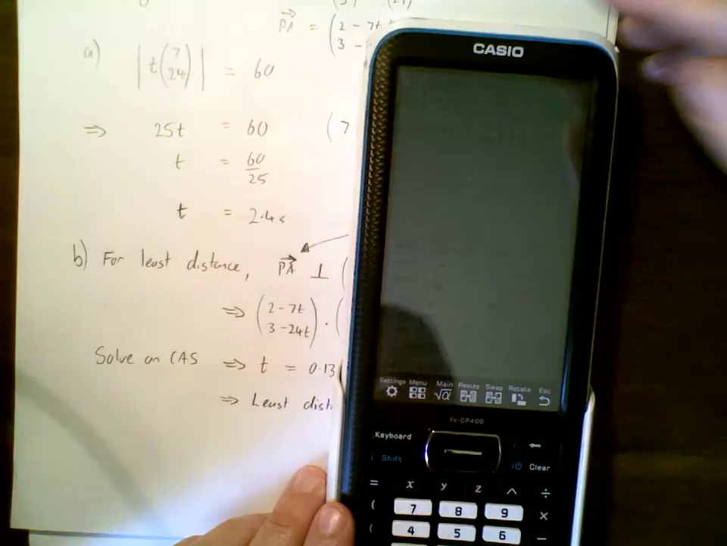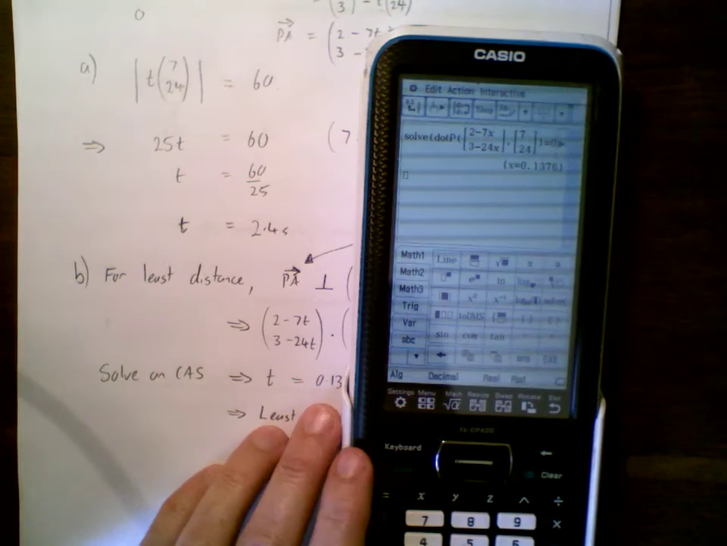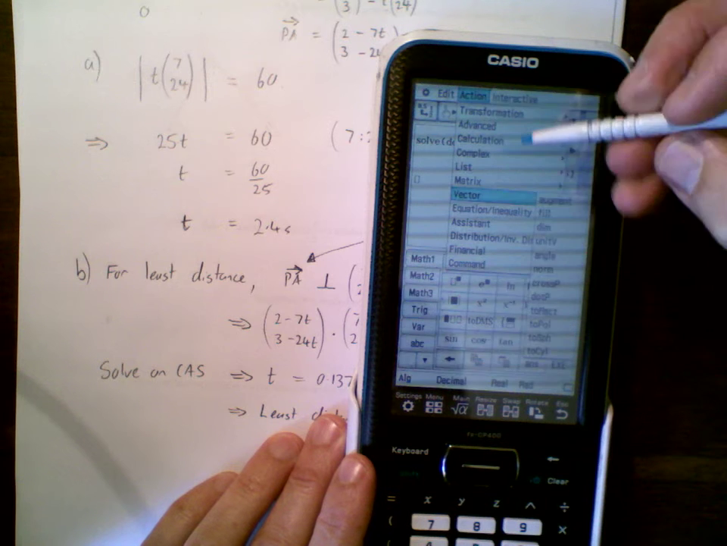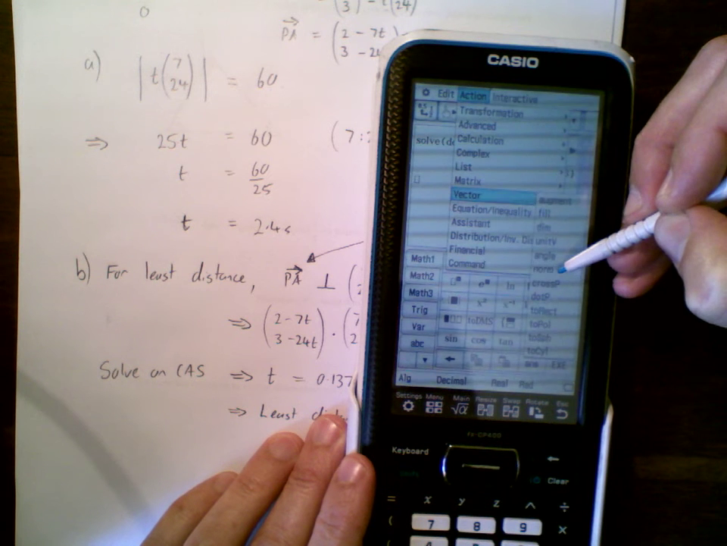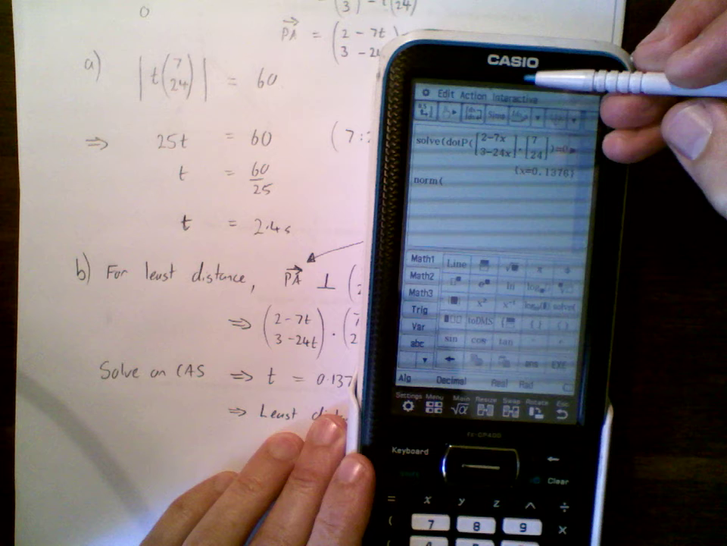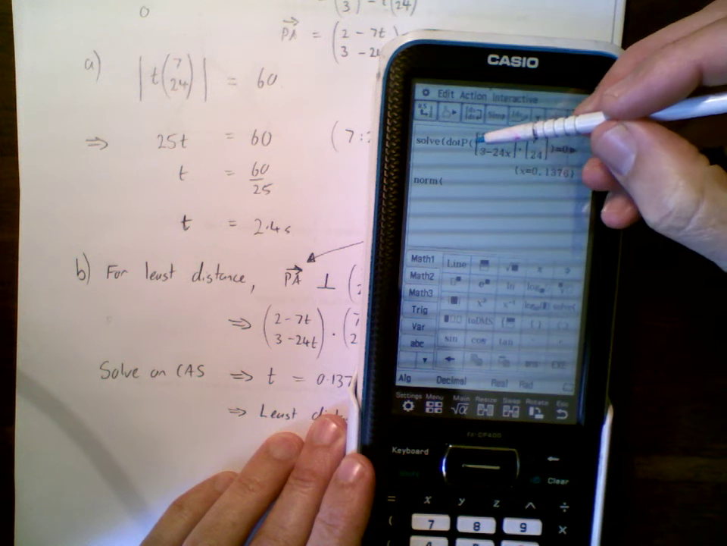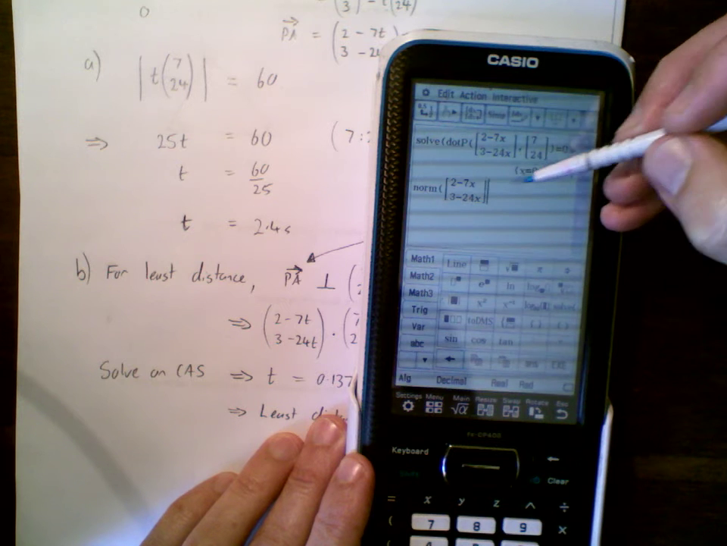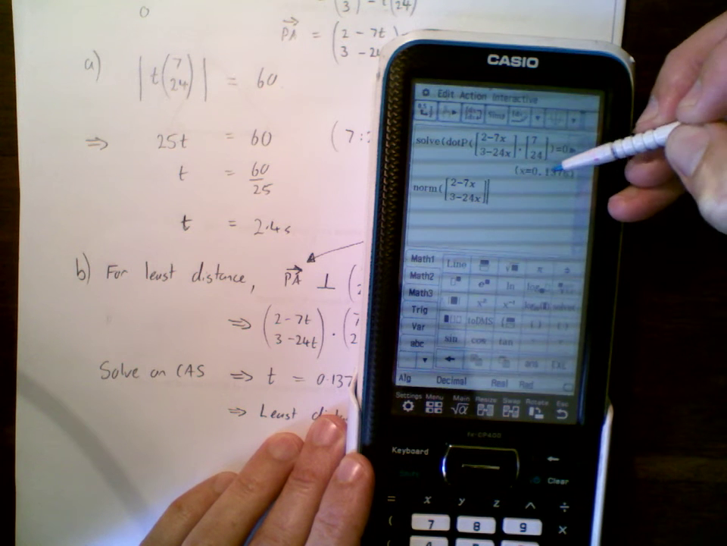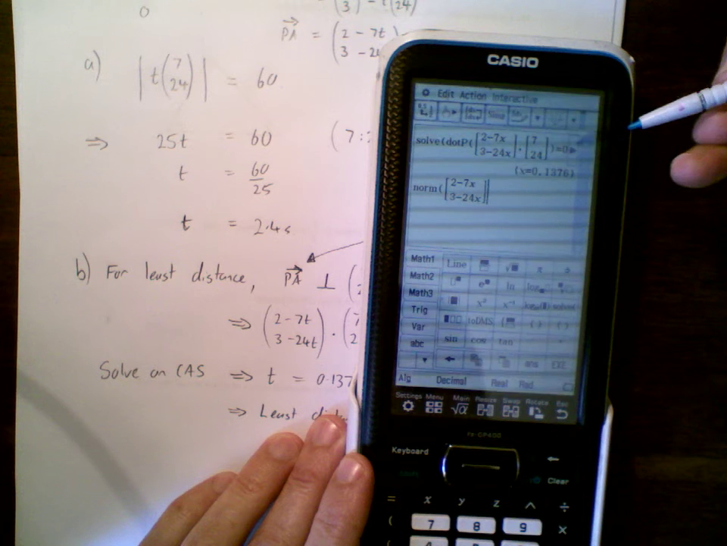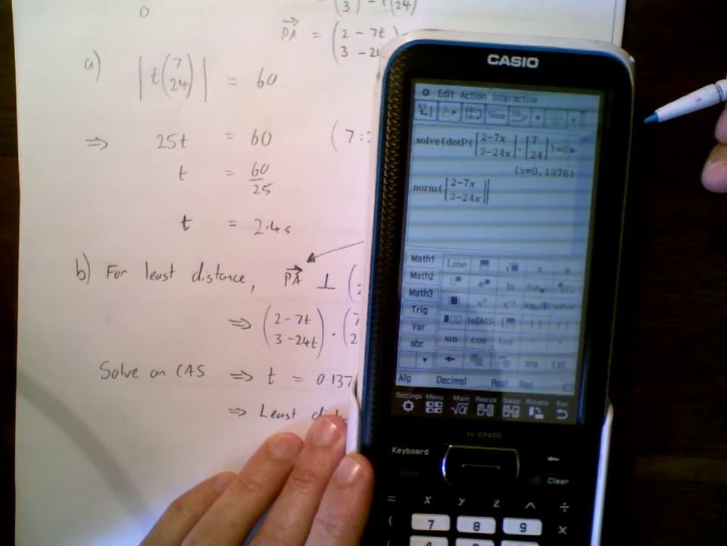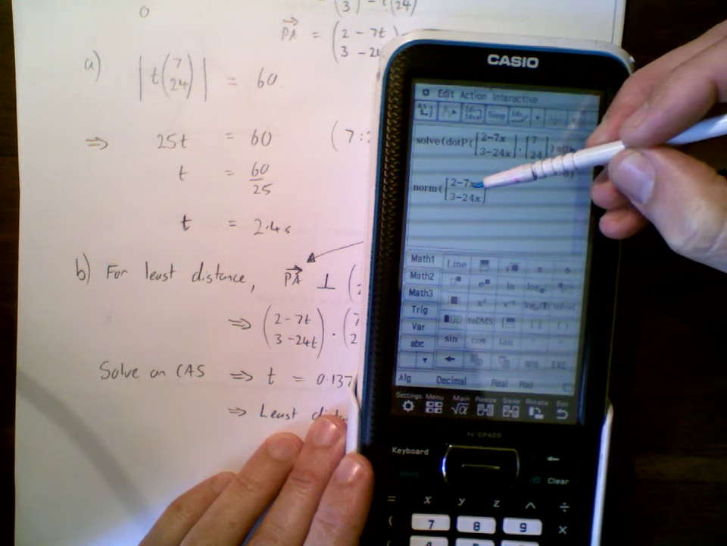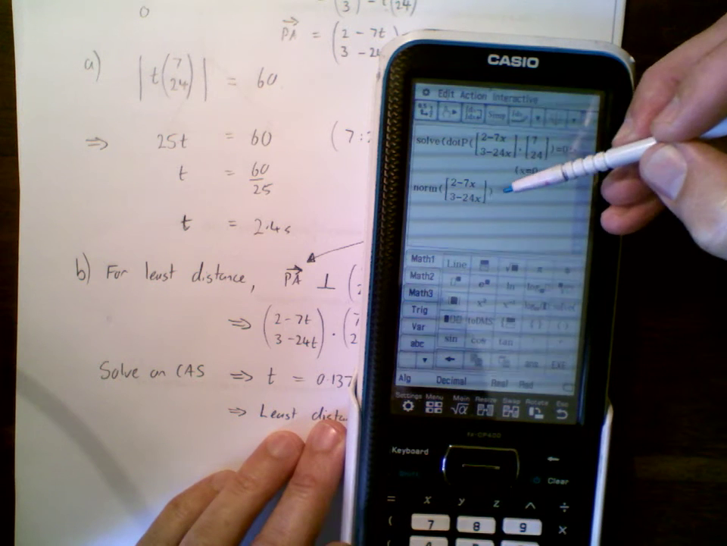So what I can do here on the ClassPad, to find the magnitude of that vector, again we can get action vector. Norm finds the magnitude of the vector, and we want to find the norm of that expression there, but of course we want it when x is equal to 0.1376.